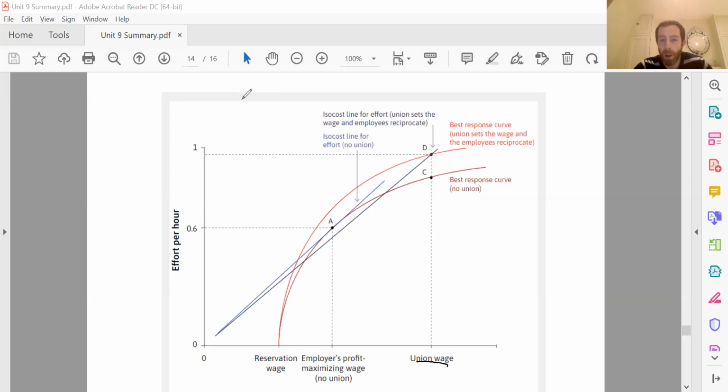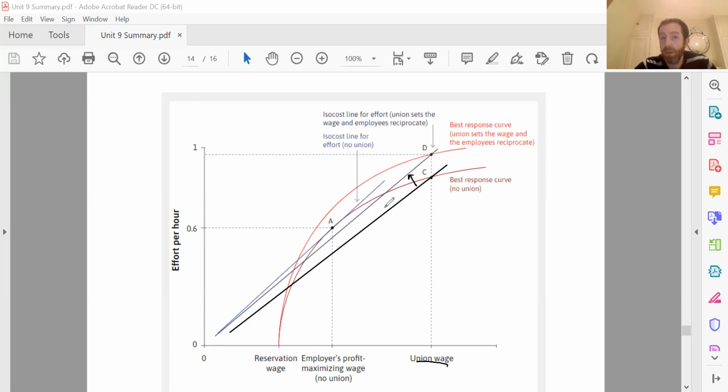And just to show why, remember that before, the firms had to pay this higher union wage and they were going to choose point C, where they'd get this iso-cost effort line. But now that workers are putting in more effort per hour at every wage because they're happy about this negotiation between the unions and the firms, the best response curve stretches upwards. And now at this union wage, firms get a higher level of effort per hour. They get this effort D, which means they can achieve this iso-cost effort line, which is steeper and therefore means a lower cost of effort per hour. So this seems to be really good.